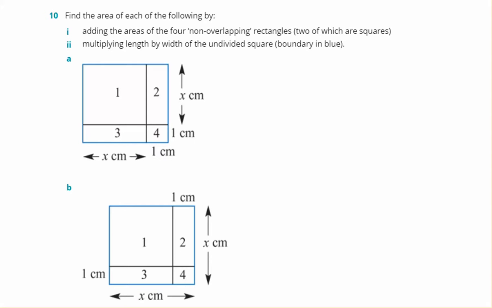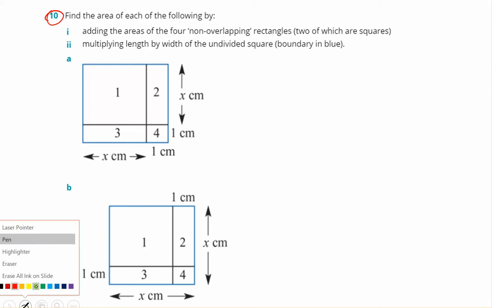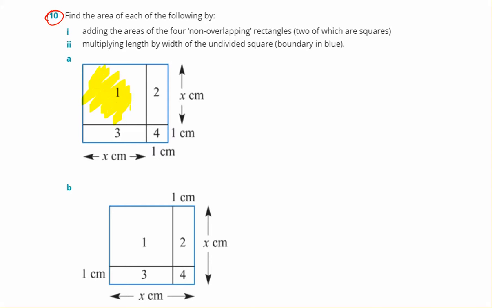We're going to look at question 10 from exercise 3A. It says find the area using two different methods. The first method is adding all the four overlapping rectangles, two of which are squares. So what that actually means is you're adding the area of here plus the area of this plus the area of that plus the area of that.